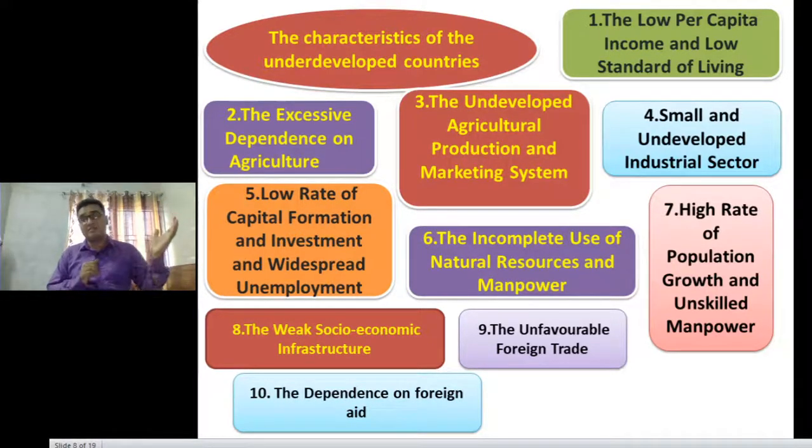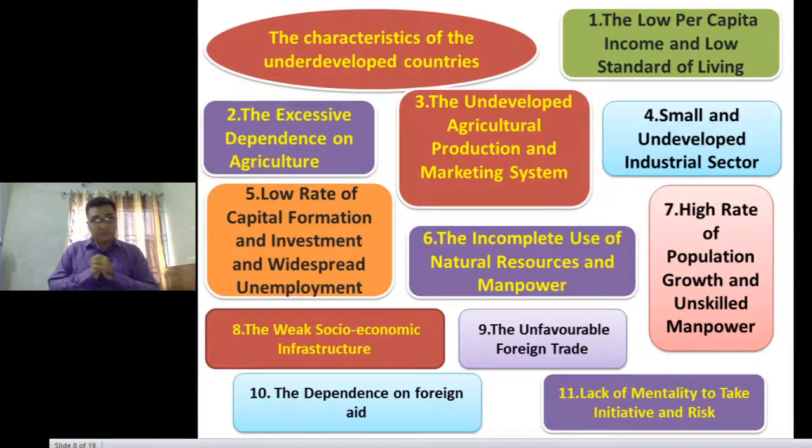In this type of countries, they depend on foreign aid, especially in the time of making the budget. They have to take loans from different developing countries or the developed countries. So this is one of the characteristics of the underdeveloped countries. The next characteristic is lack of mentality to take initiative and risks. In this type of countries, we can say that they are not willing to take any risks to develop their economy. So this is one of the characteristics of the underdeveloped countries.